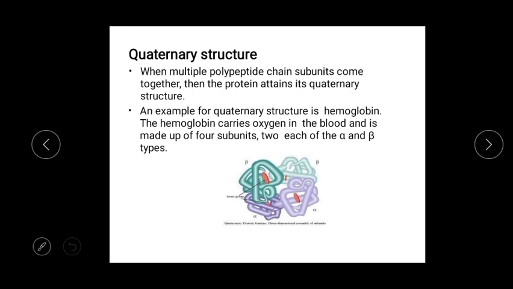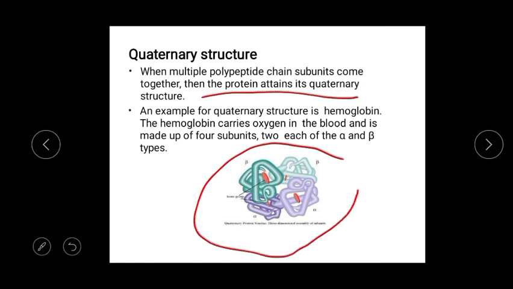Then the quaternary structure. When multiple polypeptide chain subunits come together, the protein attains quaternary structure. If there are multiple polypeptide chains, they form a cluster-like structure. Here alpha helix and beta pleated structures all come together to give the quaternary structure. An example of quaternary structure is hemoglobin. It has alpha helix structures and beta pleated structures.